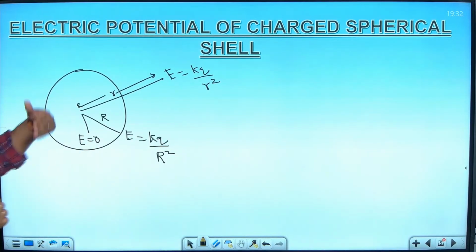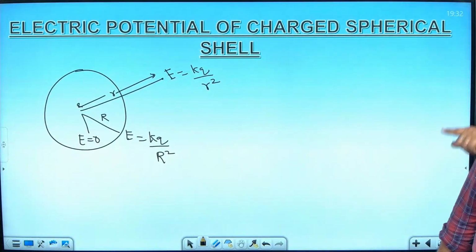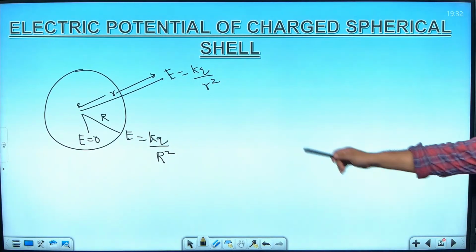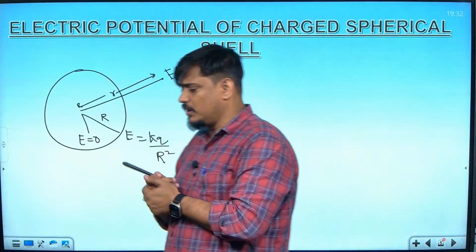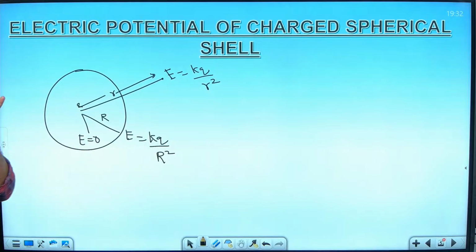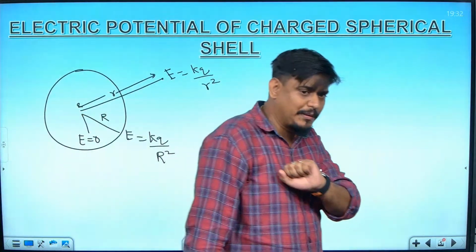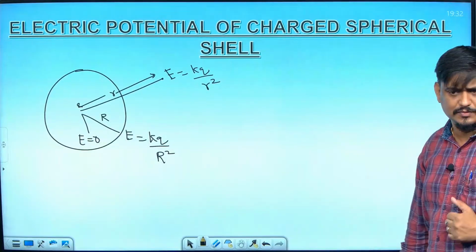So electric field outside the shell is KQ by R square, where R is the distance of the point from the center of this sphere, and electric field due to a charged spherical shell on its surface will be KQ by R square, where R is the radius of the sphere, and inside the shell electric field is 0. I have taught this to you in the previous class, and you remember this also.